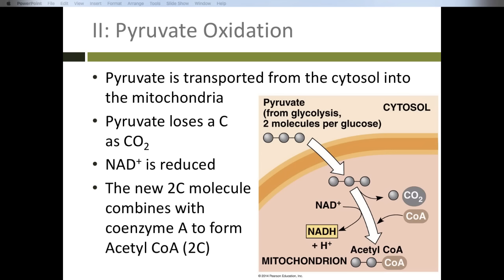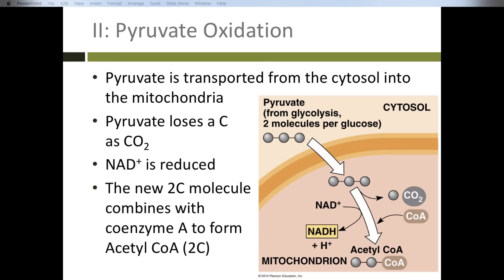The second phase of cellular respiration starts in the mitochondria. We now have 2 molecules of pyruvate for every molecule of glucose we started with. Pyruvate is a 3 carbon molecule. Pyruvate is transported into the matrix of the mitochondria, where it is oxidized. It loses electrons and a carbon molecule, which forms CO2.